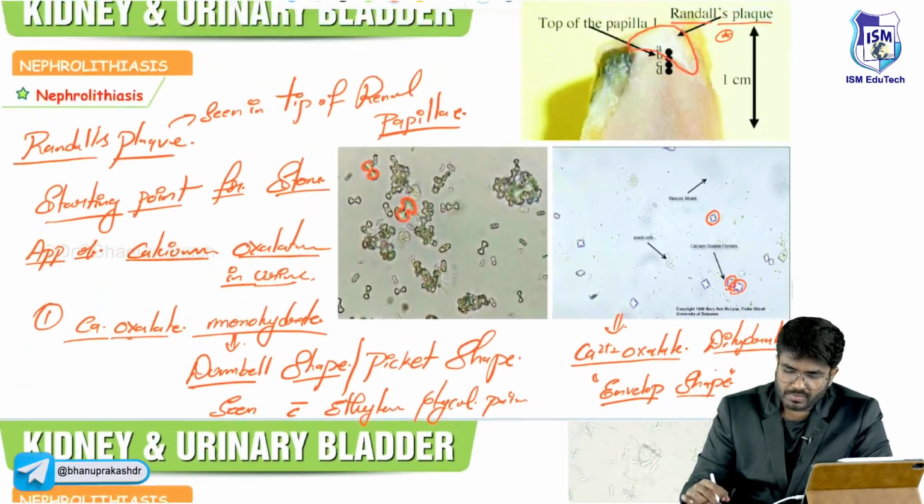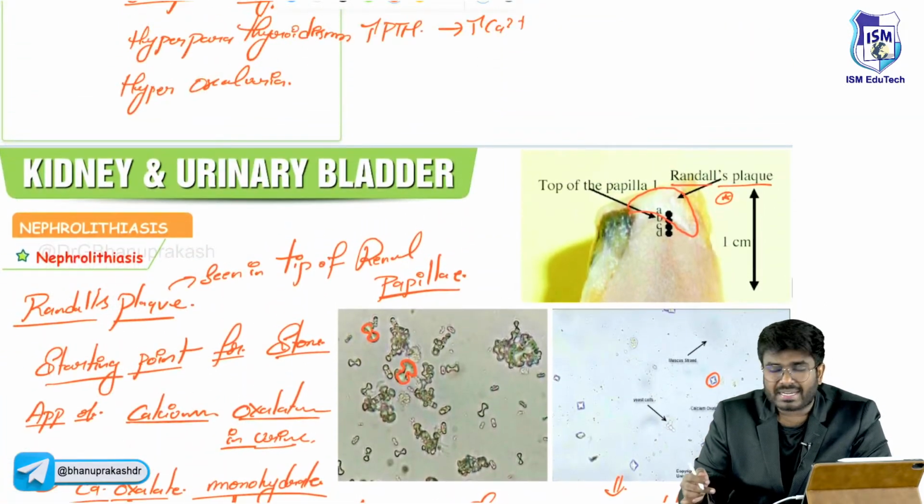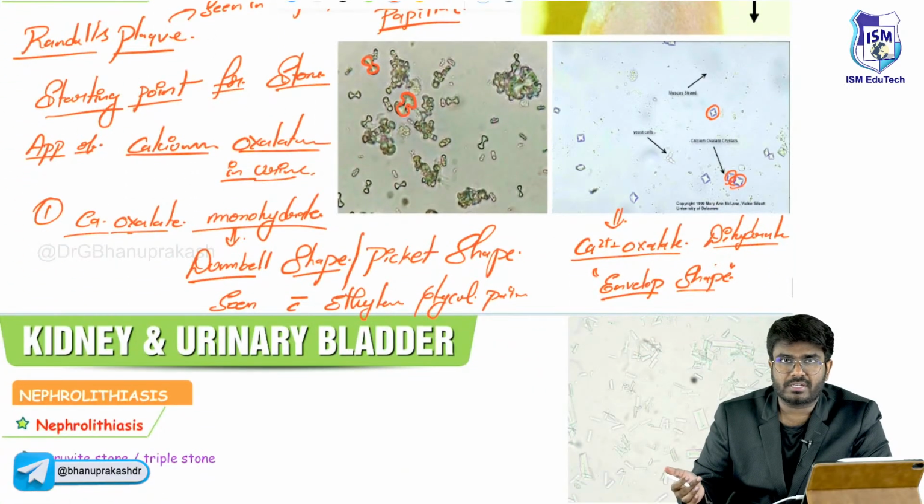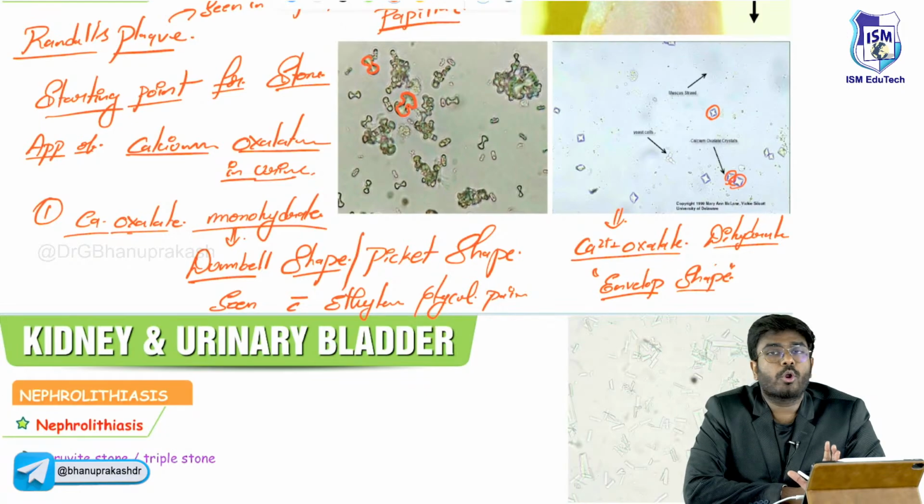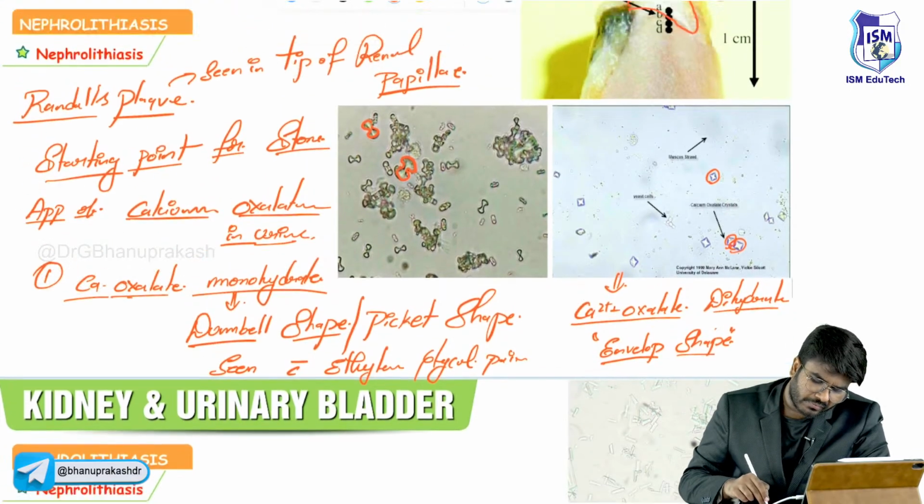So the first type of stone, the most common stone, the calcium oxalate stones, is completed. Okay, what is Randall's plaque? You know it. What are the causes of the calcium oxalate stones? And what is the microscopic appearance? In the urine, calcium oxalate monohydrate crystals are going to look like a dumbbell. Calcium oxalate dihydrate crystals are going to look like an envelope. Okay, so what is the treatment?